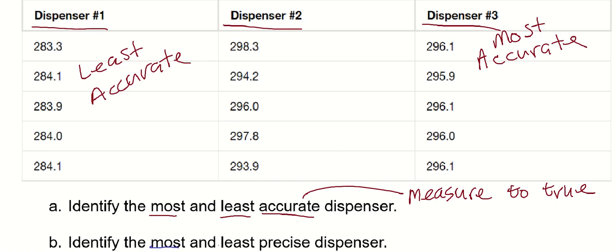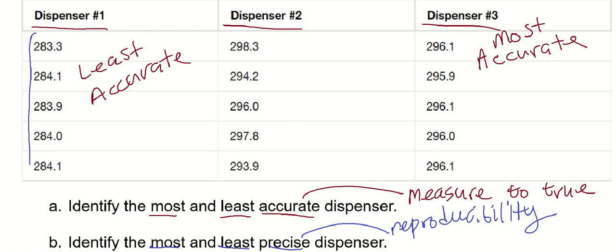Most and least precise. Precision refers to the reproducibility of the measurements to each other. So how likely are you able to get repeated measurements? This comes with more finely incremented or finely tuned equipment. So this is not comparing to 296, but rather comparing the measurements to each other.